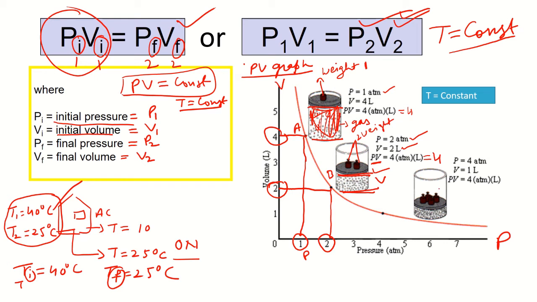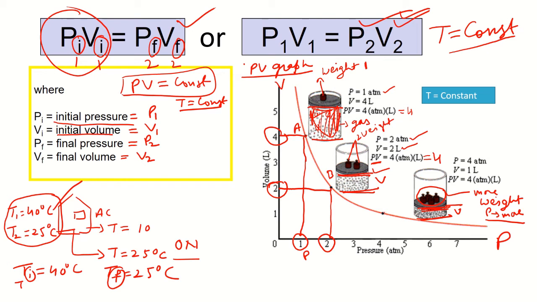Now in this picture, there are 4 weights. More weight means more pressure. So this P is more. Boyle's law says if the pressure is more, then the volume should be less. So here if you see, the volume is very less here. See this volume.